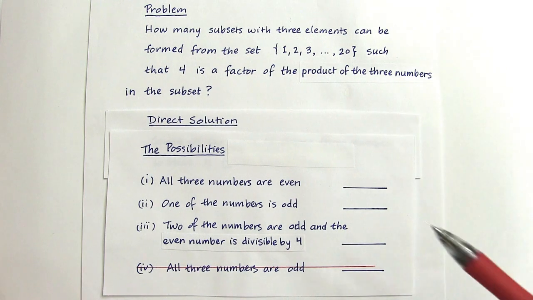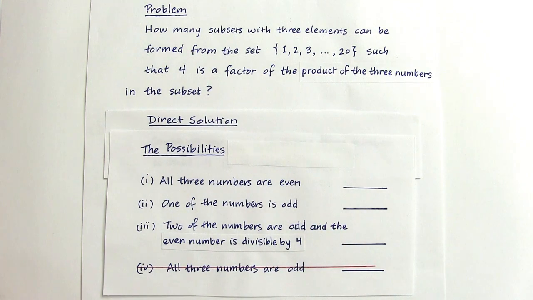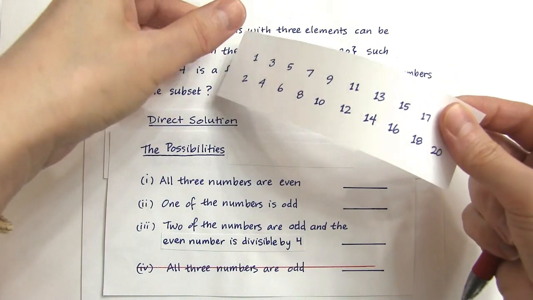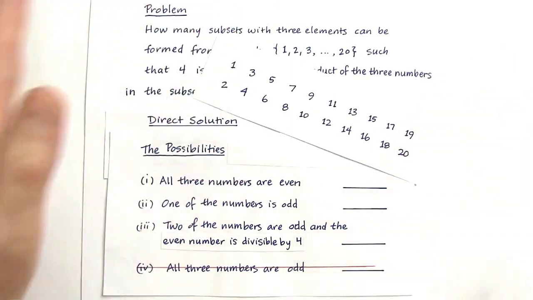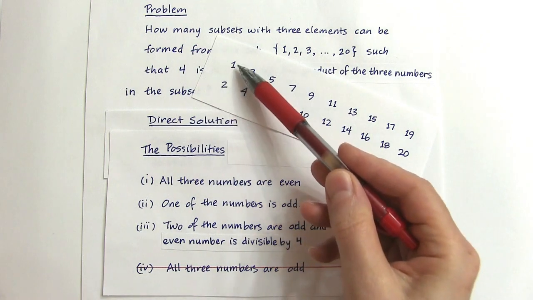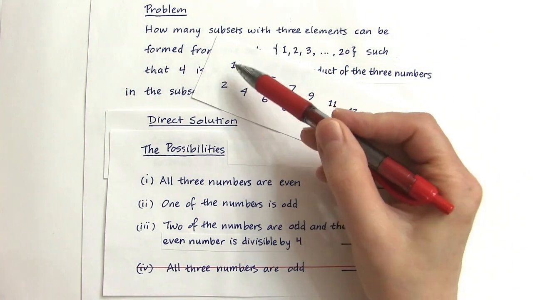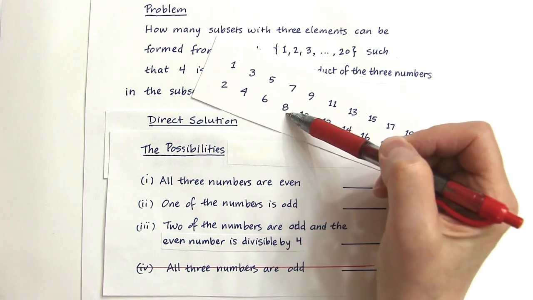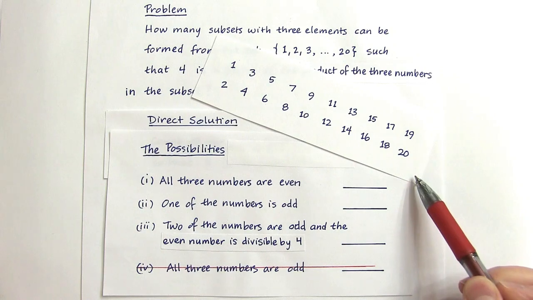Let's count how many ways there are for each one of these possibilities in turn. Okay, what if all 3 numbers are even? How many ways can we do that? So I need to choose 3 even numbers from the set of numbers 1 to 20, which for convenience I've arranged in a little grid like this. 1, 2, 3, 4, 5, 6, 7, 8. I'm counting like that. So I've put all the odds above and all the evens below.